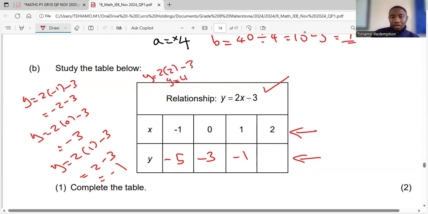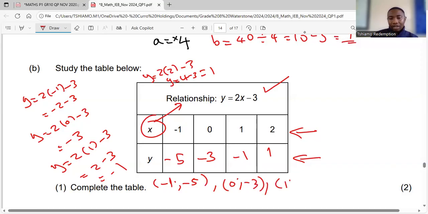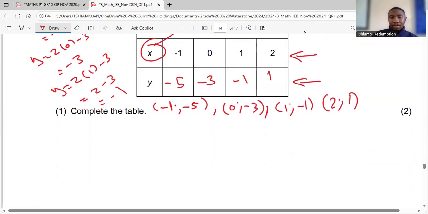I hope everyone is quite familiar with what I'm doing now. I'm just substituting the values of x into the equation to find the values of y. Same input and output. So just 2 marks because it's nothing hectic. So I have my coordinates as -1 and -5, 0 and -3, 1 and -1, 2 and 1. Okay, I always like to pair them like that.